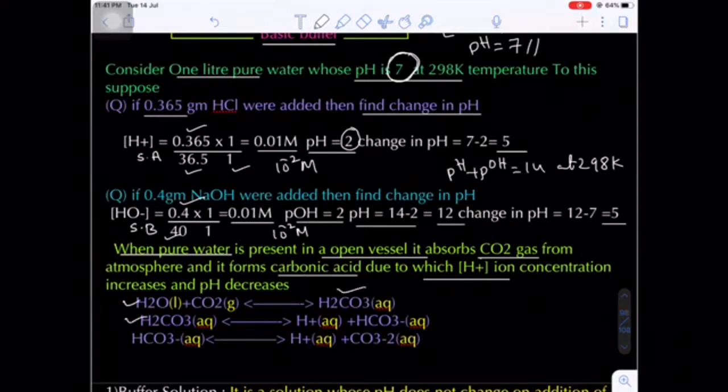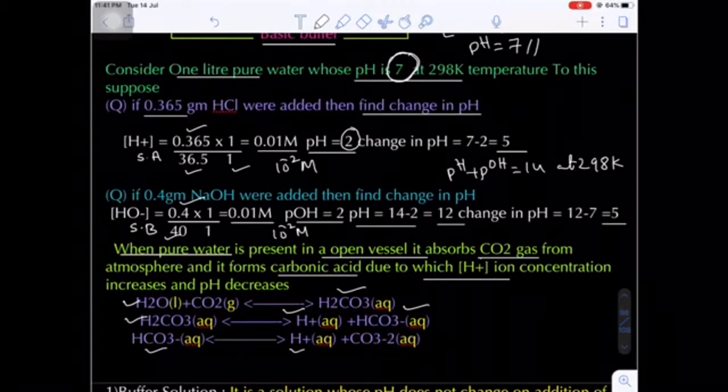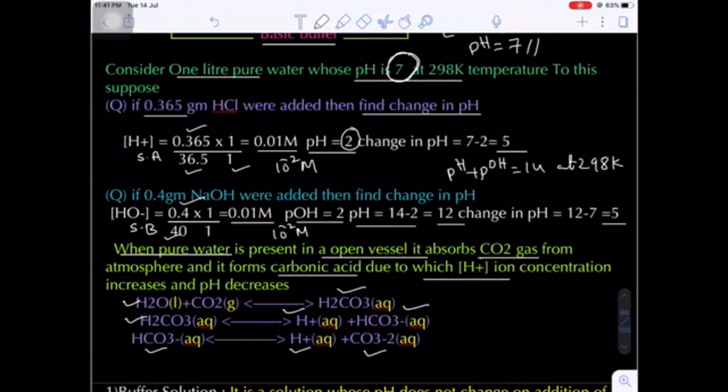Here CO2 combines with water to give carbonic acid. Carbonic acid undergoes ionization, giving H plus ions and bicarbonate, and again bicarbonate undergoes ionization, giving H plus ions and carbonate ions. Are you getting my point? Now finally what I mean to say here, when we are adding acid or a base to pure water, definitely the pH value changes.